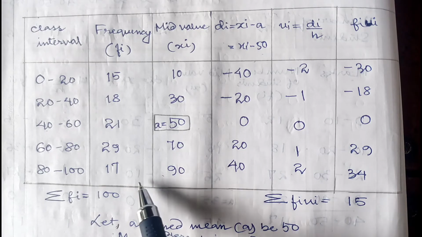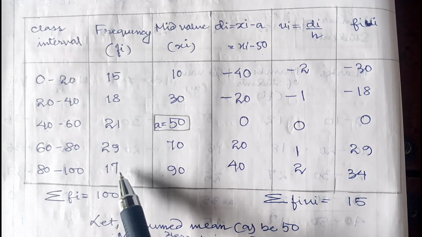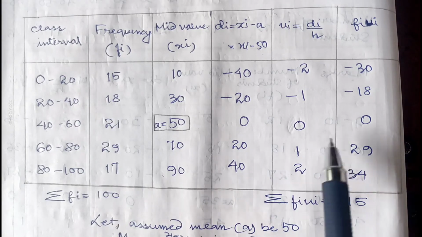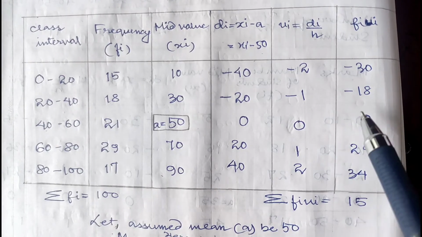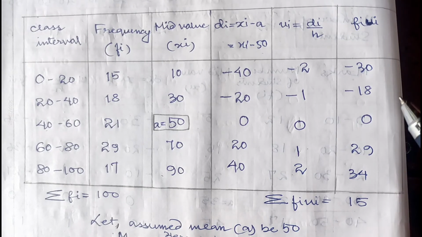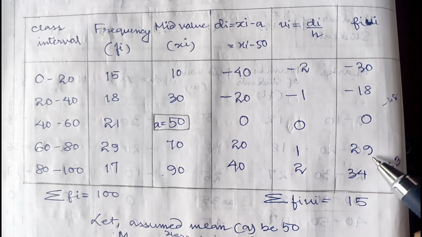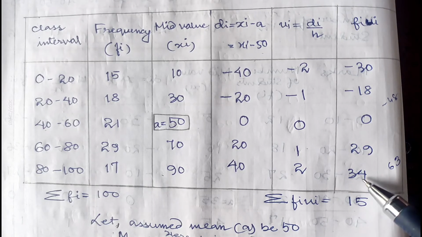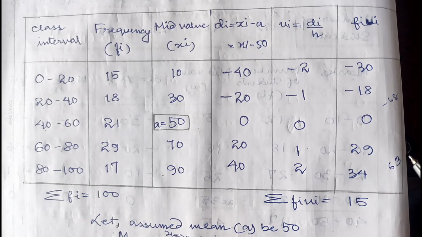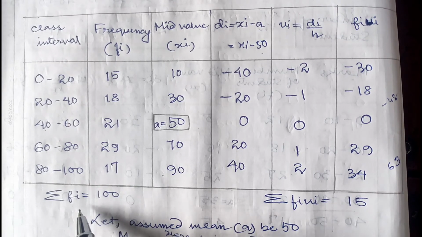After calculating fiui, now we have to add all the frequencies and all the fiui. If I add all the frequencies, 15 plus 18 plus 21 plus 29 plus 17, it gives 100. For all the fiui, minus 30 and minus 18 are negative, so these two are added together, giving minus 48. And 29 and 34 are positive, so if I add these two, I get 63. Now 63 minus 48 is 15. So summation fiui is 15 and summation fi is 100.